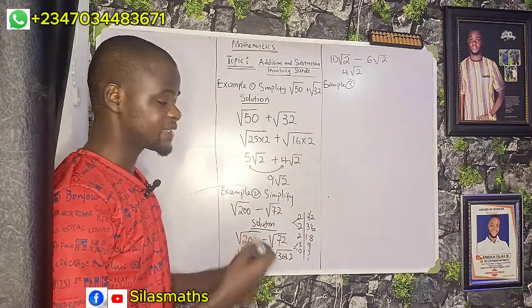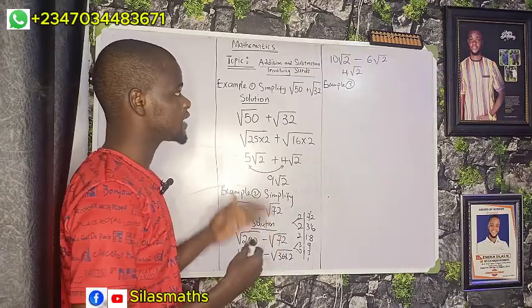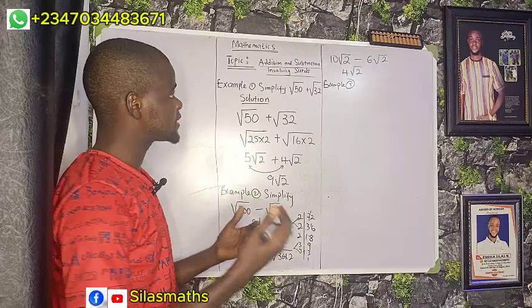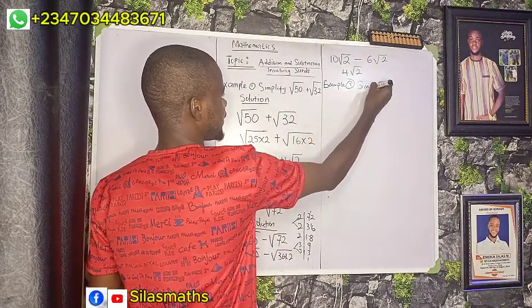Okay, just like I said, we are going to be taking all the topics one after the other. After now, we're going to move over to other parts of surds. So let's quickly look at example 3, which reads simplify.